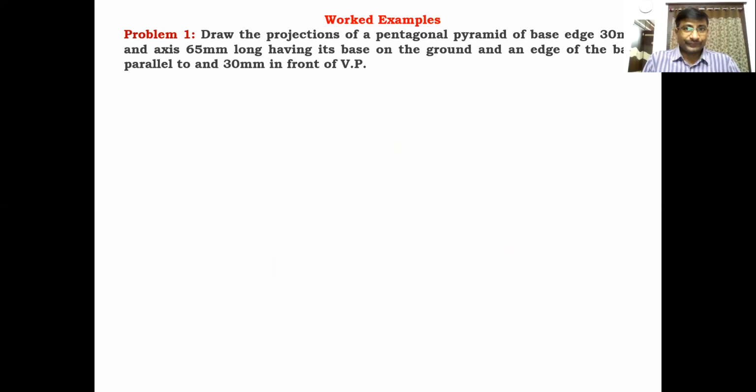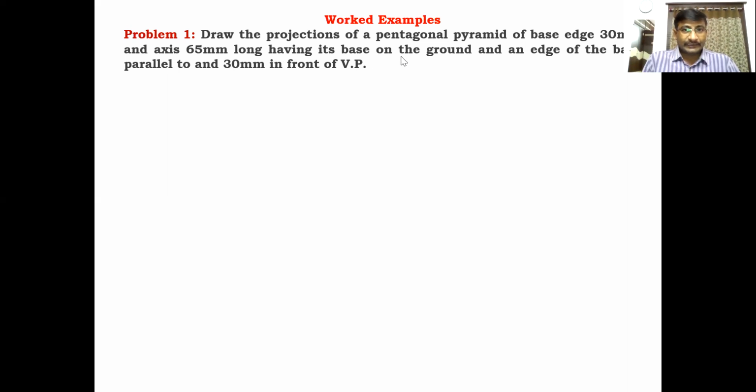This is the first problem. Draw the projections of a pentagonal pyramid of base edge 30 mm and axis 65 mm long. The pentagonal pyramid has 5 corners, 5 slant edges, 5 triangular slant faces, 1 base and 1 apex. These are the pyramid details. The base edge length is 30 mm and the axis length is 65 mm.